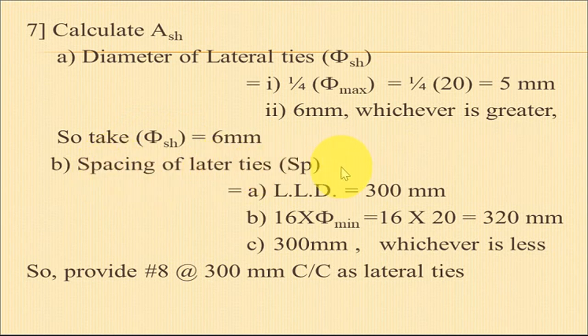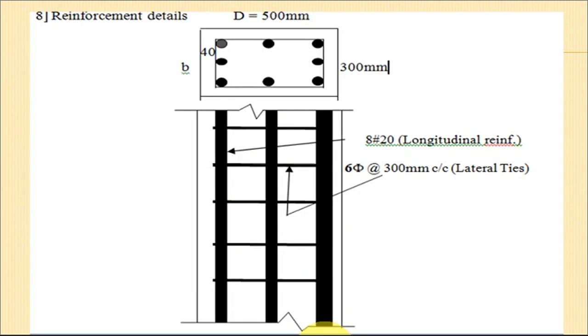Spacing of the lateral tie, there are three criteria. One is the least lateral dimension, that is 300 mm. Second is 16 multiplied by phi minimum, that is again 20, that is 320, and third is 300 mm, whichever is less. So here 300 is the least value. So provide 8 mm diameter at 300 mm center to center. Here also we can use the 6 mm also, center to center as lateral ties. Now this is the design of the column.